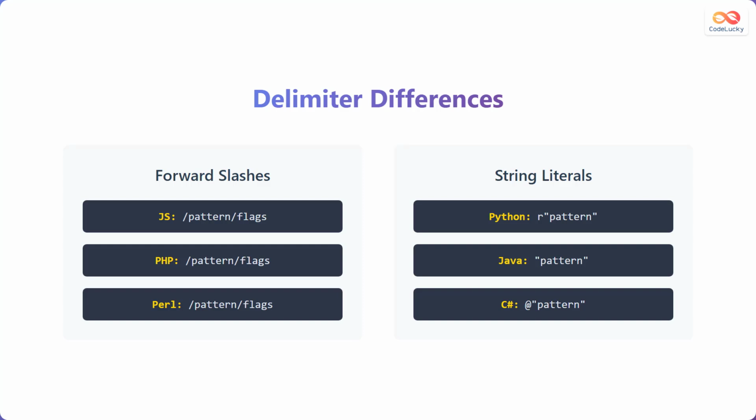On the right, we see languages like Python, Java, and C#, which use string literals to define regular expression patterns. In Python, we often use raw strings, prefixed with r, to avoid excessive escaping. Java and C# use standard string literals, which may require double escaping for certain characters.